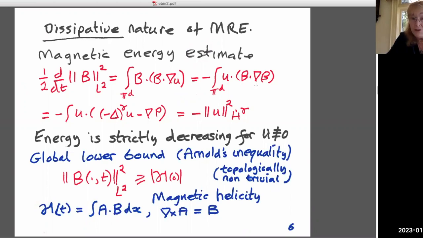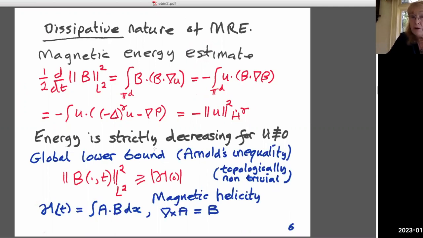So here is the magnetic energy estimate. And again, using the divergence-free properties of U and B, we can rewrite this when we replace our relationship between U and B. We can rewrite it in the following form. So we see almost immediately that the magnetic energy in our system is strictly decreasing, providing U itself is not identically zero. So the dissipative nature of the equations that we are considering is immediate and important. So magnetic energy is strictly decreasing, unless, of course, we have gone to the limit where U is identically equal to zero.